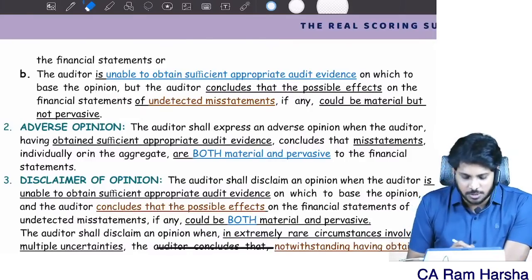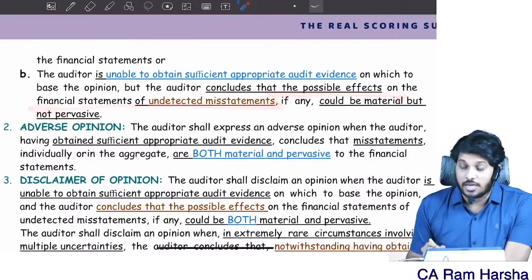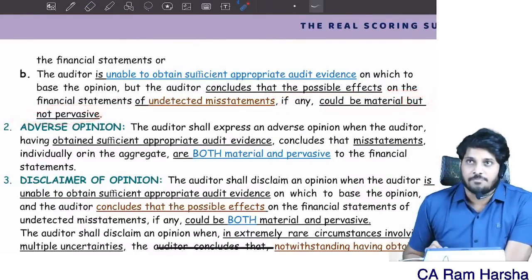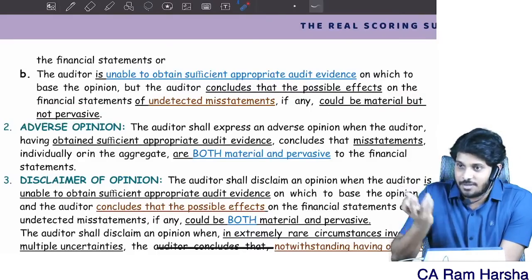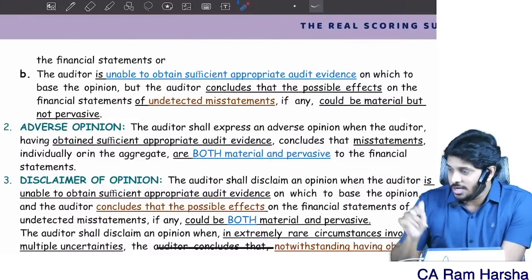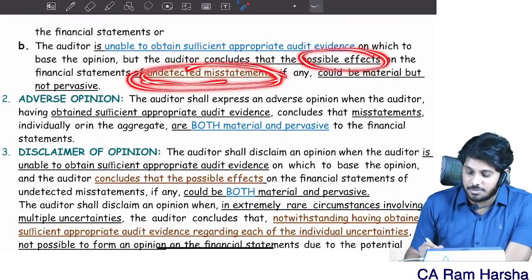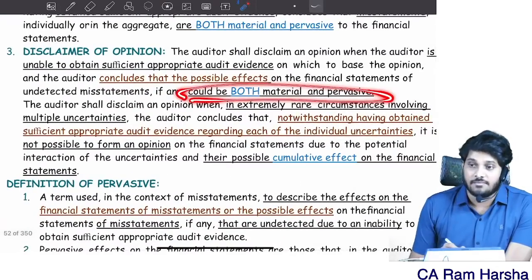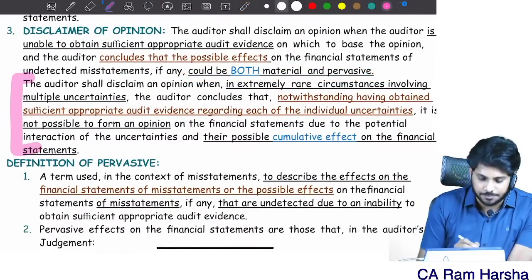So what is the possible effect of undetected misstatement? What is the possible effect if it is just material but not pervasive? When evidence is not available, we think of the impact of the mistake if it is there. Are you clear? Suppose the possible effect of undetected misstatements, if any, is going to be material and pervasive, which opinion do we give? Disclaimer of opinion.